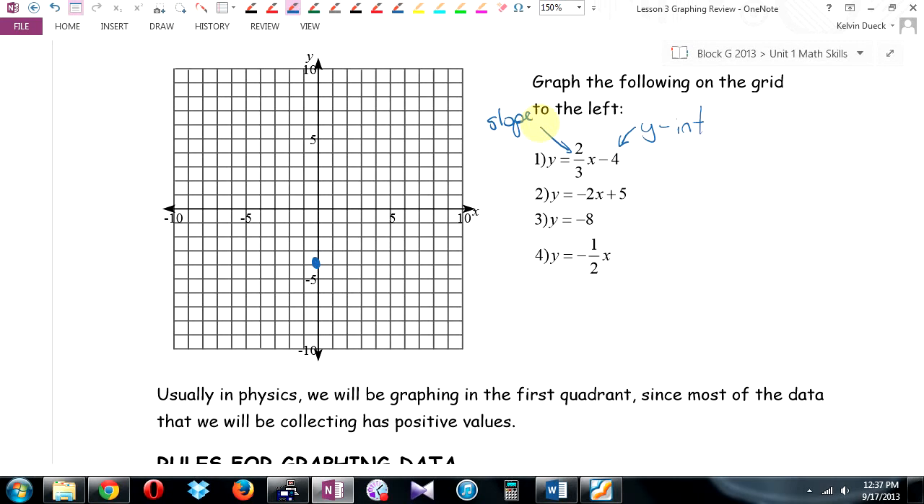Did you hear what he said? Not x. I cut you off on purpose. What's the fraction? What's the slope? 2/3. And the way he says it, 2/3 tells you how to count. It's up 2 over 3. Starting from the y-intercept, you're going to go up 2 over 3, up 2 over 3, up 2 over 3. You always go over to the right if there's room.